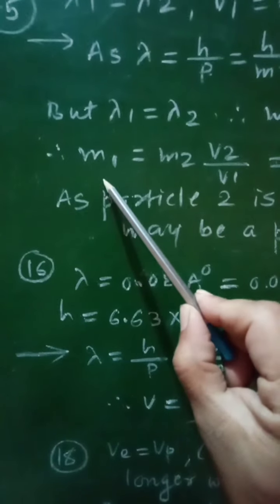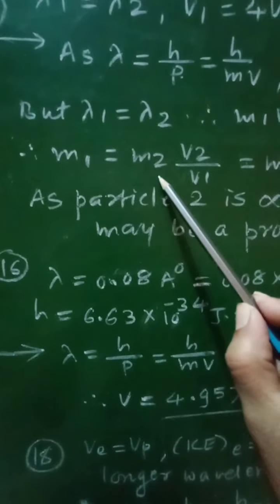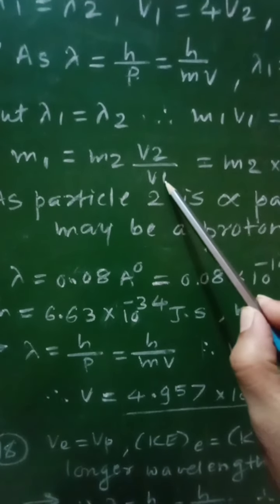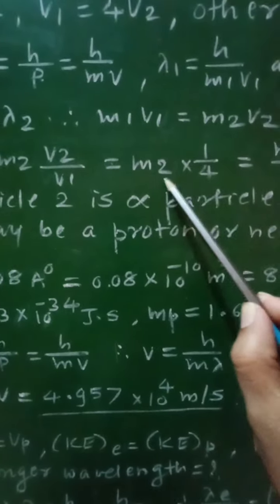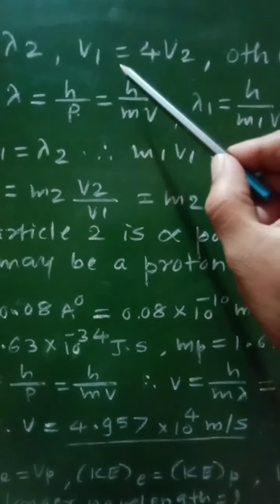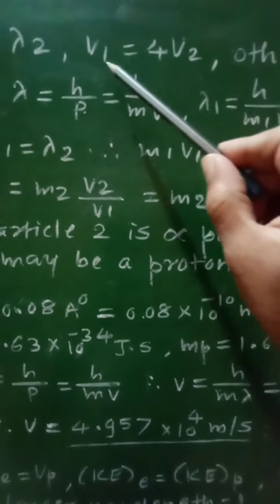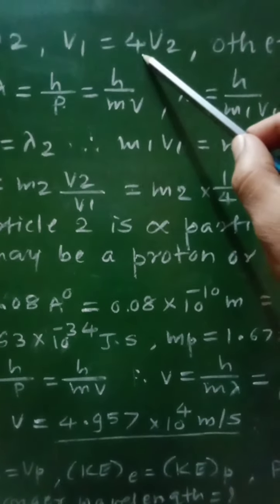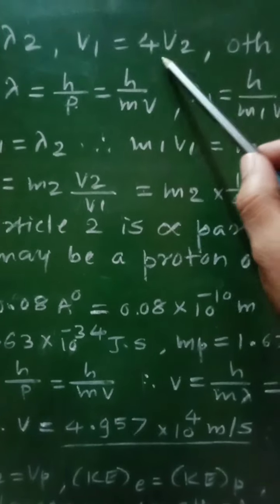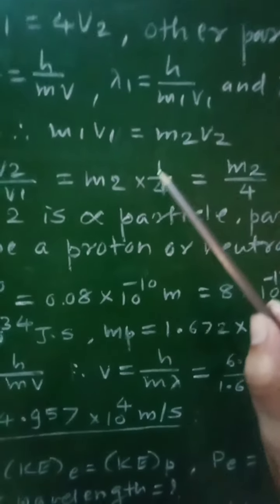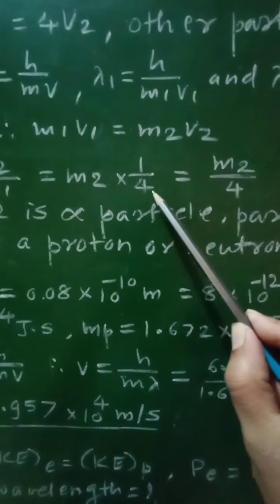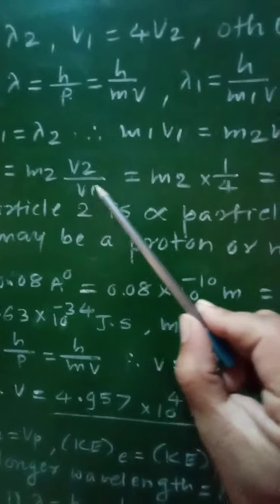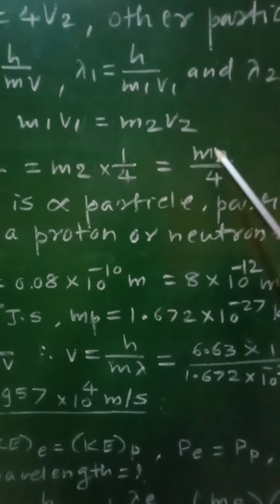Therefore m1, that is mass of first particle, will be equal to m2 into v2 by v1, that is equal to m2 into 1 by 4. As v1 is equal to 4 v2, therefore v1 by v2 is equal to 4, or v2 by v1 will be equal to 1 by 4, which comes out to be m2 by 4. That means m1 is equal to m2 by 4, or m2 will be equal to 4 m1.